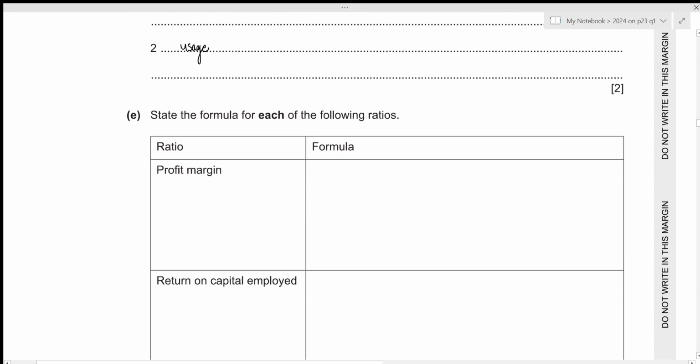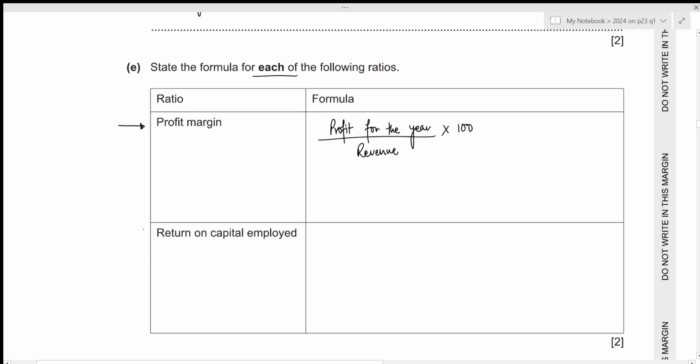We need to state the formula for each of the following ratios. The first one is profit margin. This is quite easy. This will just show our profit as a percentage of the total revenue. So that is going to be profit for the year divided by revenue, and we need to show it in terms of percentage, so times 100.